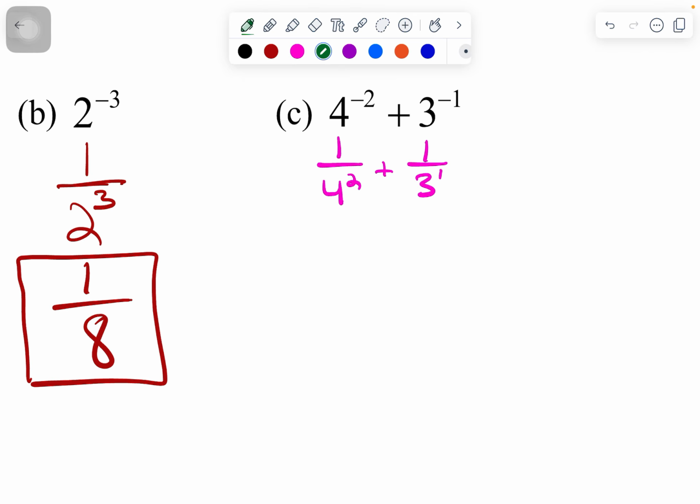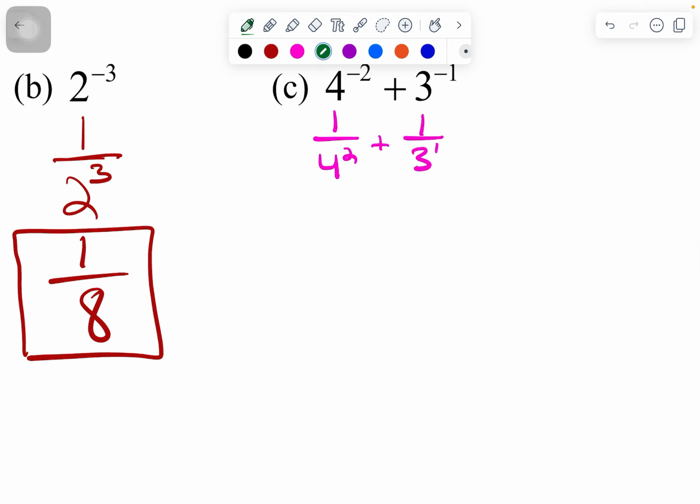And then I'm going to simplify these, right? Actually apply the powers as needed. So 1 over 4 squared, well, 4 squared is 16. And 1 over 3 to the first is just 3. Now the negative exponents no longer matter at all in the slightest. So what we're going to do next is just deal with adding fractions.